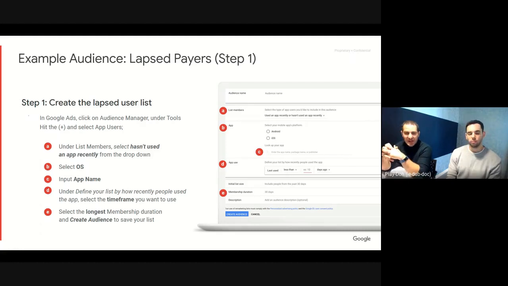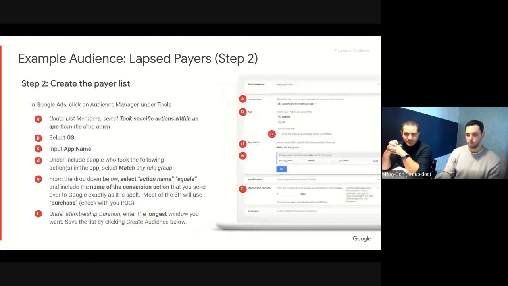The last thing is the membership duration. Usually we put that at 30. This is the default, but you can change and modify it according to your needs. This is, by the way, a screenshot from our own AdWords audience builder, so you have it within your own AdWords account.